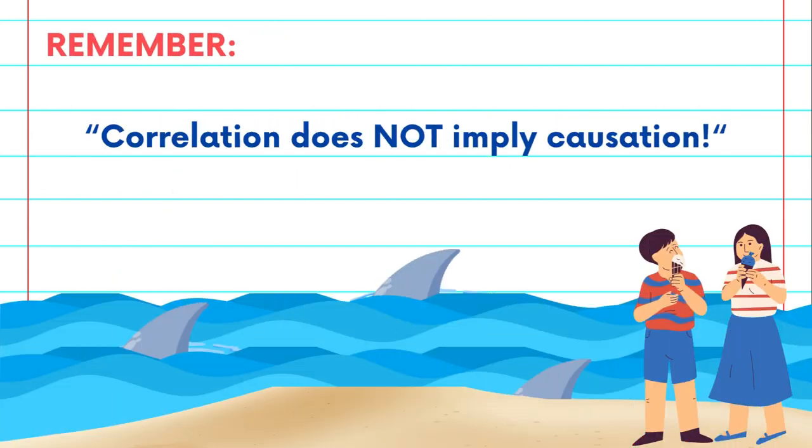Remember, correlation does not imply causation. Just because two variables are correlated does not mean that one causes the other. There may be hidden factors or coincidences at play.